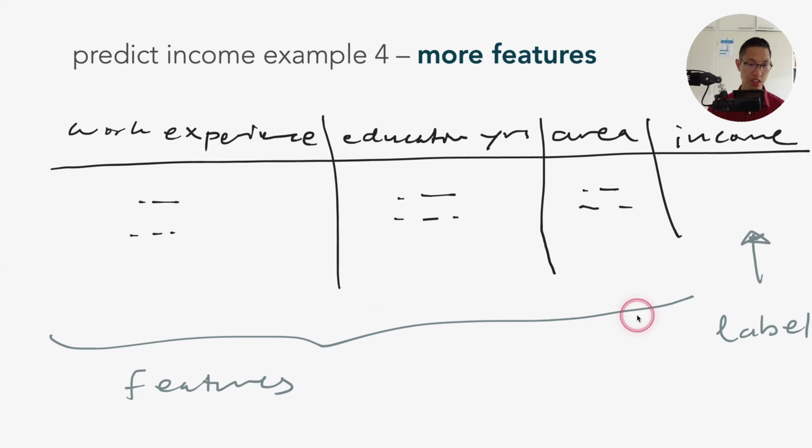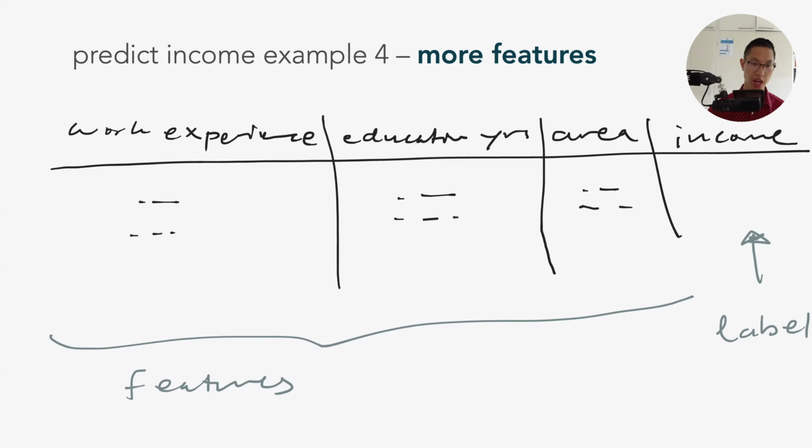Here are the features, and here is the label. This is the label, the one that you want to predict. You use the features to predict, and you have the label. This is also, in machine learning terms, what we call supervised learning.